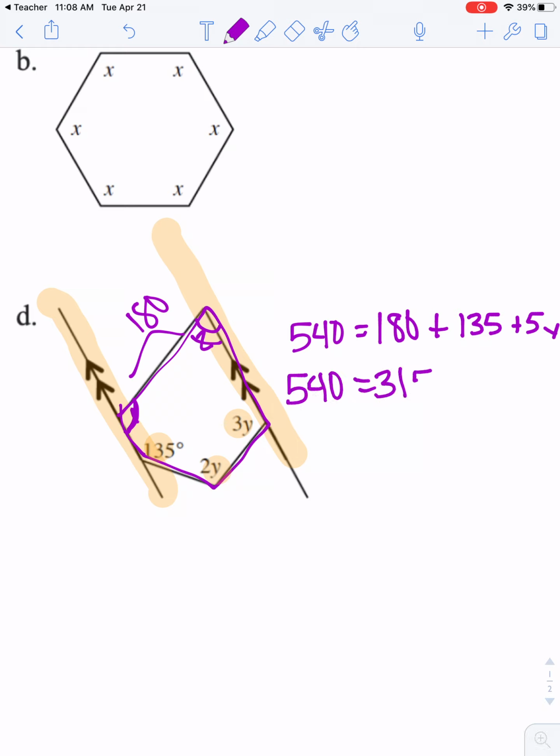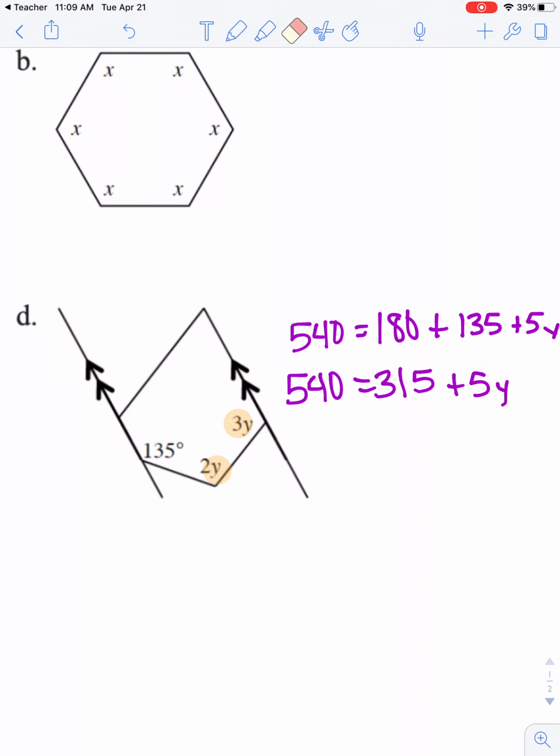Okay, and I will leave that for you to finish. But I could come up with that again because I had these parallel lines here. If I extend those parallel lines, I have a pair of same side interior angles that together must equal 180 degrees, and that's the other piece that I can use to solve my equation.